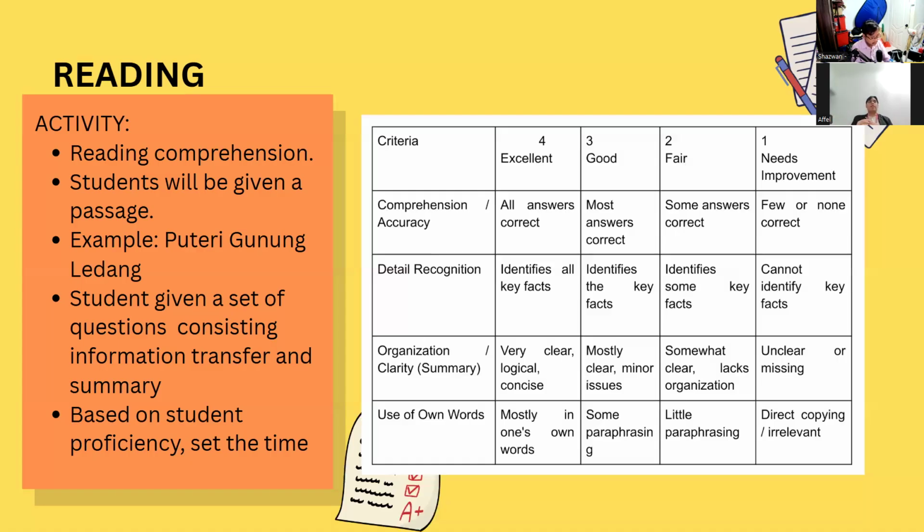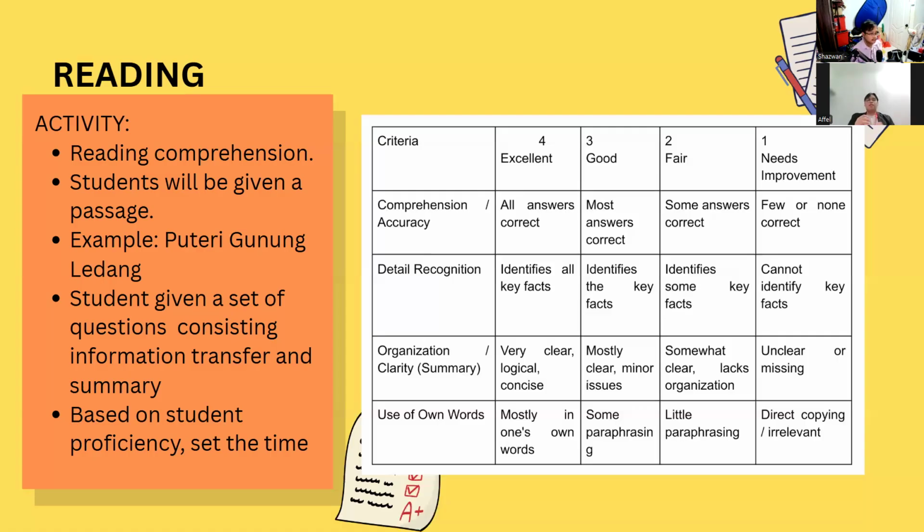You also can change the mode, for example, in a group. Obviously, this is also depending on the proficiency of the student itself. Anyway, this is about assessing the students.